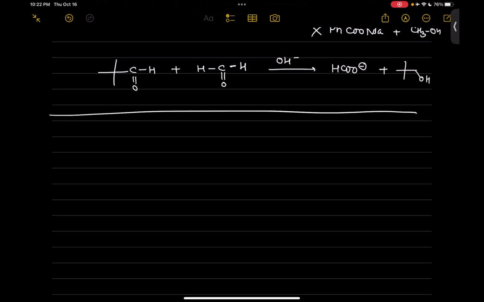There's Fehling's test and Tollens' test. So Tollens' test. What is the other name for the Tollens' test? It is known as the silver mirror test. Got it? And the Tollens' reagent is ammoniacal silver nitrate.